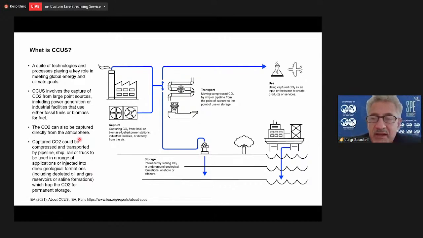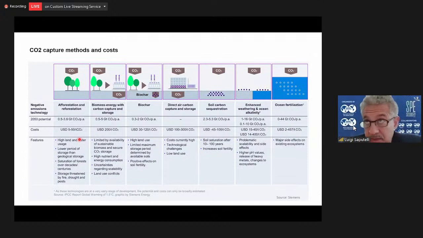So there are a variety. Some of them can be related to direct capture from nature, or the other ones might be more technology driven. For example, negative emissions: afforestation and reforestation is a method for capturing CO2, and the potential if we do this is close to 0.5 to 3.6 gigatons of CO2 per year. So we're talking about almost 10%.